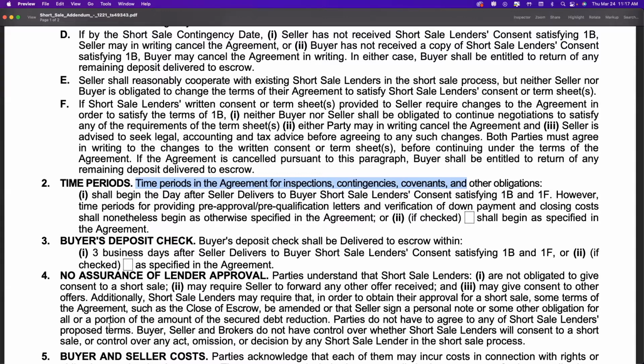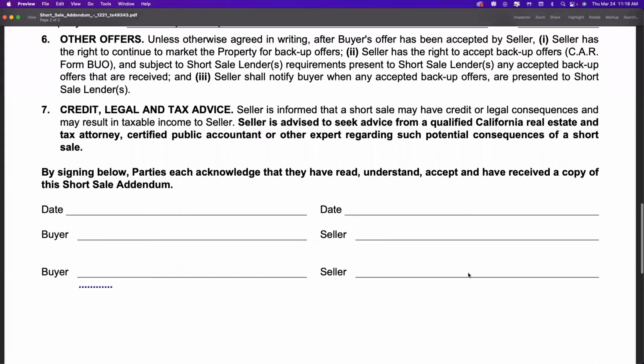Yes, but usually what I do when it's a short sale, I open escrow without a deposit until we get approval from the bank. That's what I do. Yeah, and that's what we just talked about. Yes, that's the right thing to do.